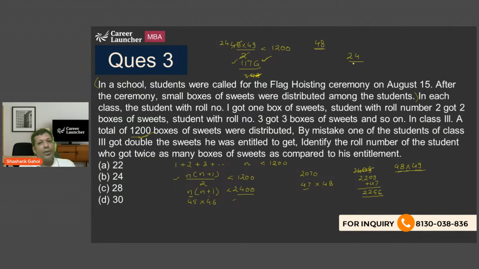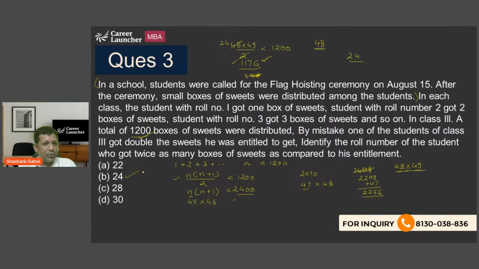ठीक है. और ये बंदा वही है जिसको double मिले, right? तो 24 की जगह इसको 48 मिल गए, right? So it means the guy who got twice the boxes is going to be guy number 24. I hope that makes sense. Clear?